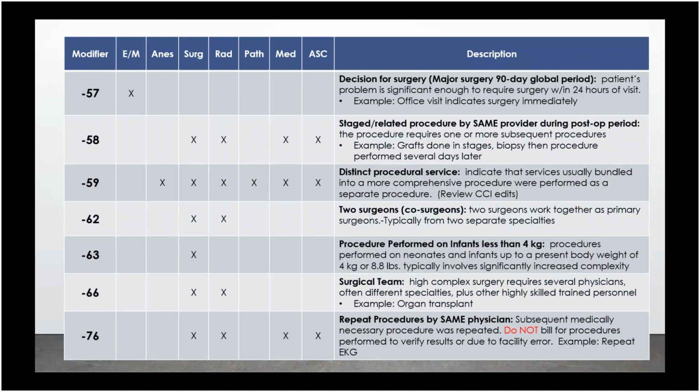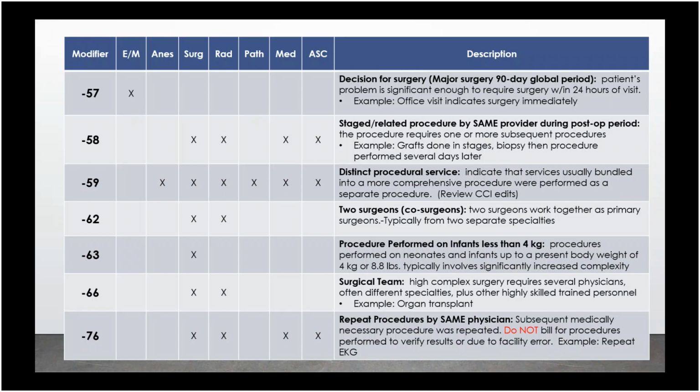57, it goes on the evaluation and management. It's the decision of surgery. It's on the ones that are for 90-day global periods, the major surgeries. Office visit indicates a surgery immediately. Another example would be in the emergency department. The patient comes in because they have fractured their ankle or their hip and they're going to be repaired. Those are 90 days, so then we would apply the 57.